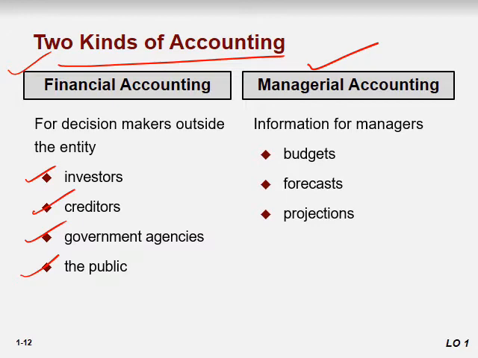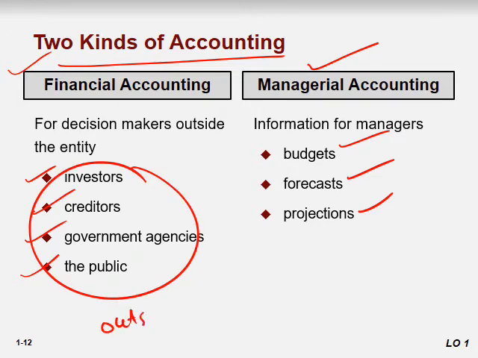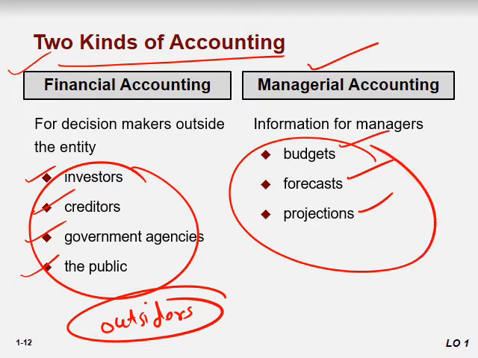For example, management accounting information includes budgets, forecasts, and projections. A key or subtle difference between financial accounting and managerial accounting is that the users of financial accounting are outsiders, and the users of managerial accounting are insiders.